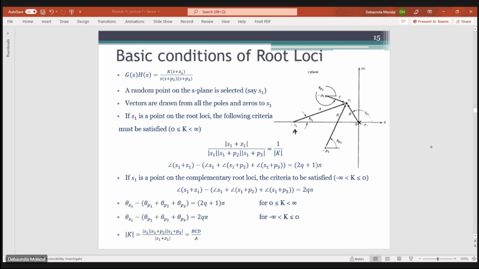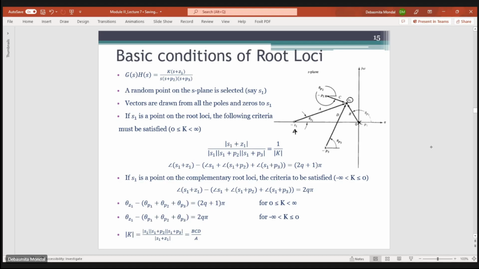Now let us take a random point on the S-plane, say the point S1. We want to find out whether this S1 is lying on the root locus or not. For this, from all the poles and zeros we draw the vectors to that point: from the pole at the origin, from P2, from P3, and similarly from Z1. So we have 4 vectors. Now, if the point S1 is on the root locus, then the angle criterion should be satisfied.